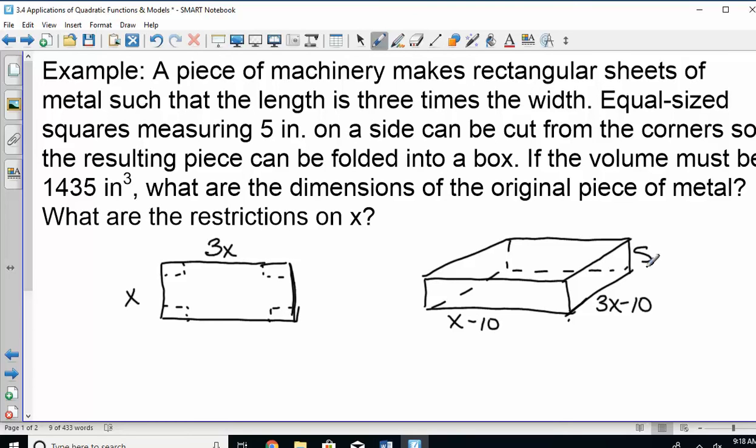Yes. This is geometry. We can do this. Yes, ma'am. So how did you do that? The 5? I mean, yeah, and the X minus 10.